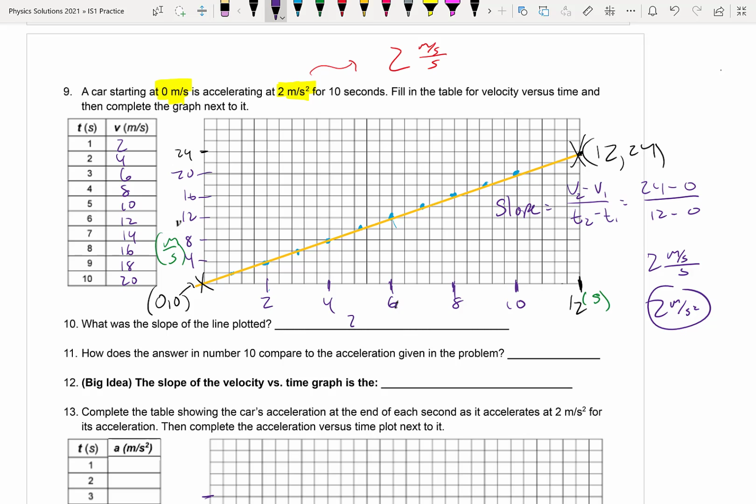So we're going to put in here. How does it compare to the acceleration? That's this. So the acceleration is 2 meters per second squared. The slope is 2 meters per second squared, so it's the same. So the slope of the velocity versus time graph gives me the acceleration.